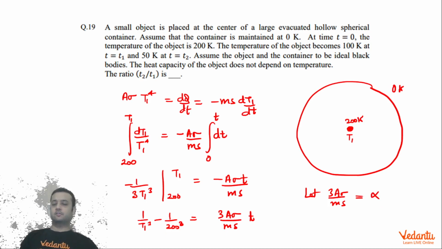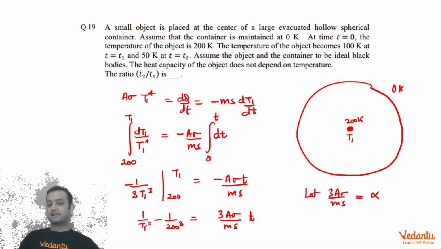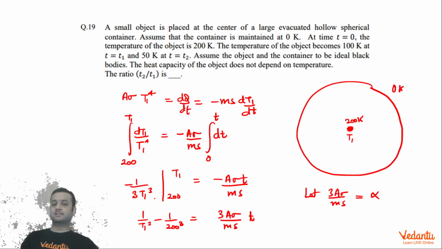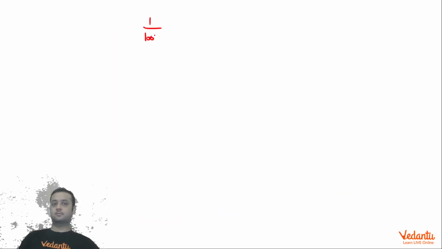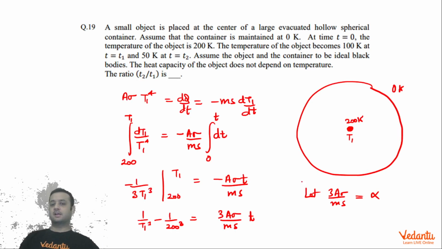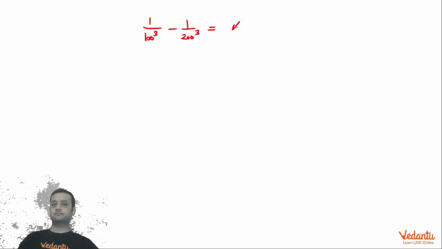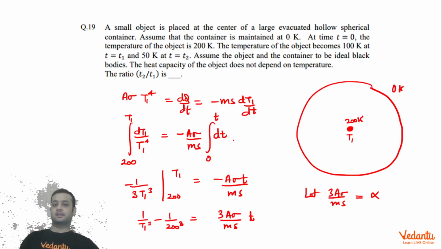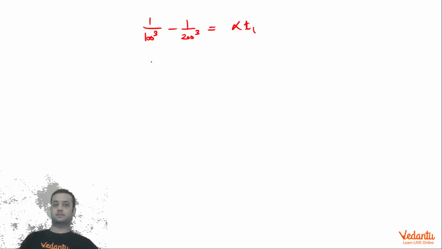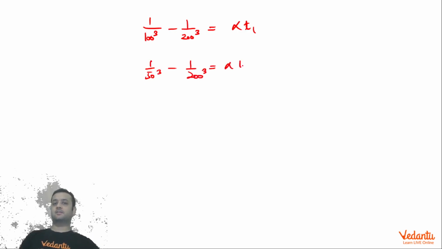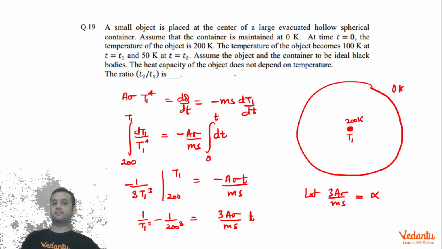Okay. So now if you see, at small time t1, the temperature capital T1 becomes 100. So if you put capital T1 as 100, then 1 upon 100 cube minus 1 upon 200 cube will be equal to alpha into t1. Right? Alpha into t1. And similarly, 1 upon 50 cube minus 1 upon 200 cube will be equal to alpha into t2. This is what we have to find. We have to find t2 by t1.